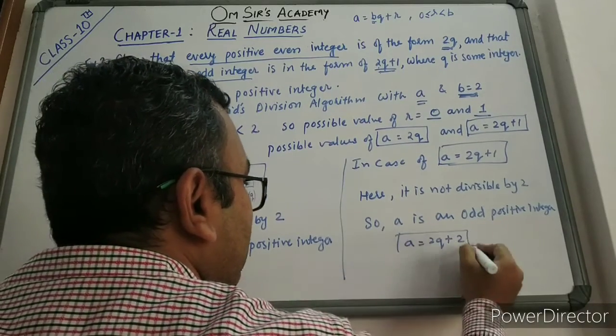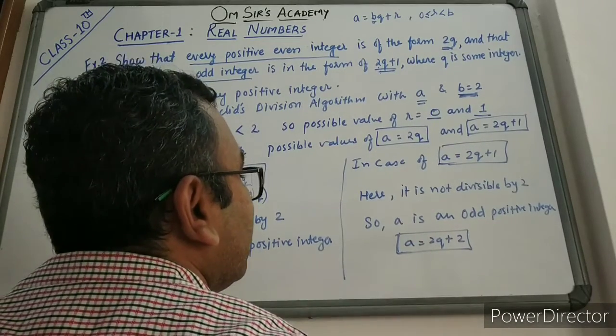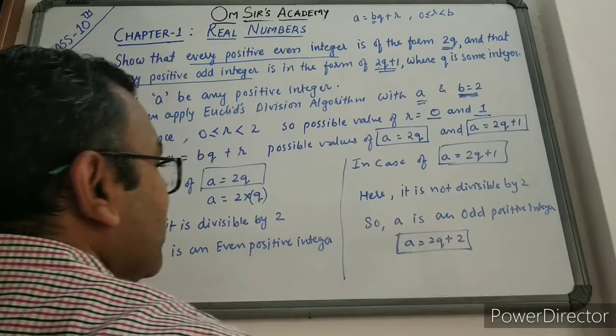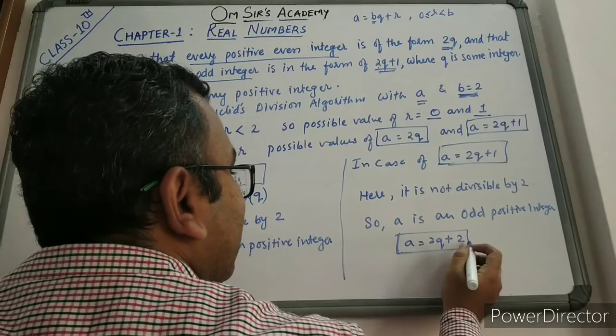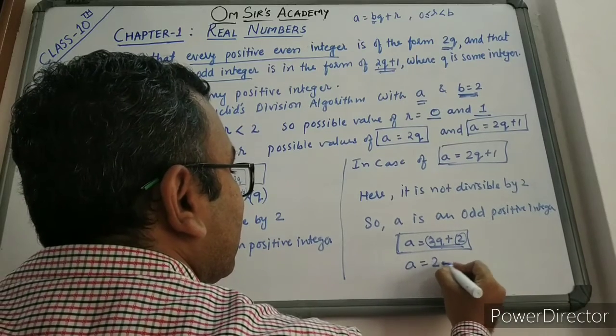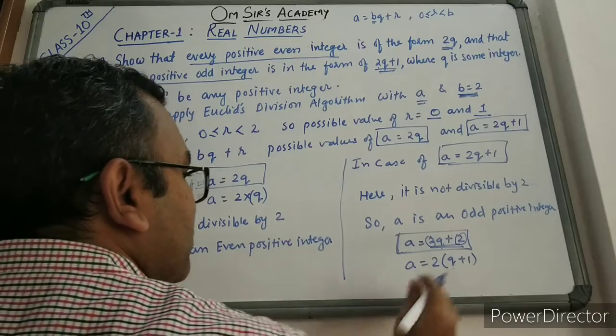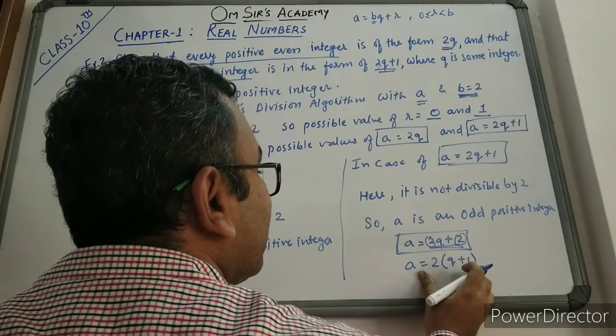Okay, so suppose it is a equals to 2q plus 2. यदि ऐसा कुछ होता, यहाँ पे तो नहीं है, but suppose I am taking as an example कि यदि ऐसा होता तो odd होता कि even होता? It would be even. Why? Because दोनों में 2 common निकल सकता था. तो in this case 2 common निकाले तो अंदर क्या रहेगा? q plus 1. Is it clear? So in this case it would be an even positive integer.